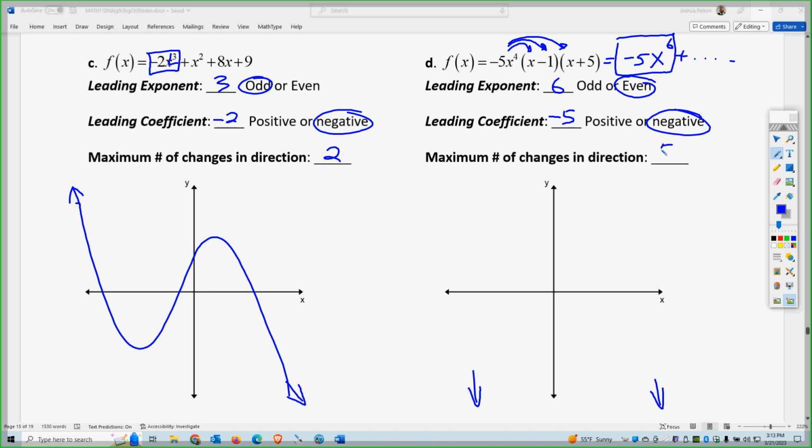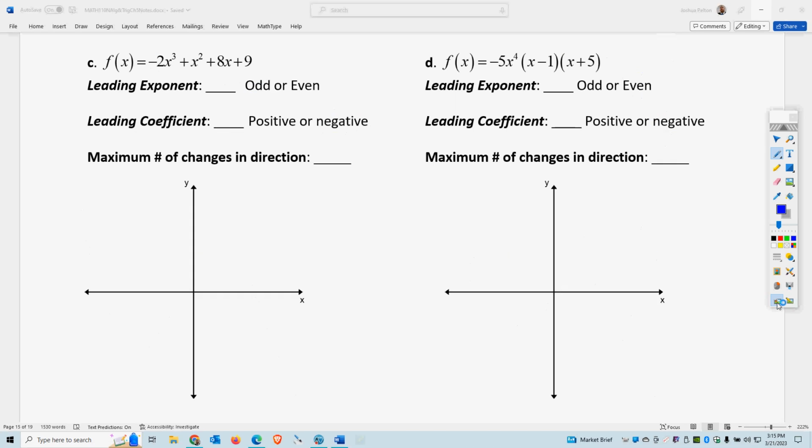So the number of changes in direction is 5 because of the n minus 1 rule for the 6, right? So 1, 2, 3, 4, 5. 1, 2, 3, 4, 5 changes in direction. Okay, so we're doing the maximum number of changes in direction. It could be less than that. And there is a way to figure out what it actually is, but we're not doing that because we're just doing a general sketch. So just assume it's the maximum for now for the n minus 1 rule. All right, pause the video and try the next page.